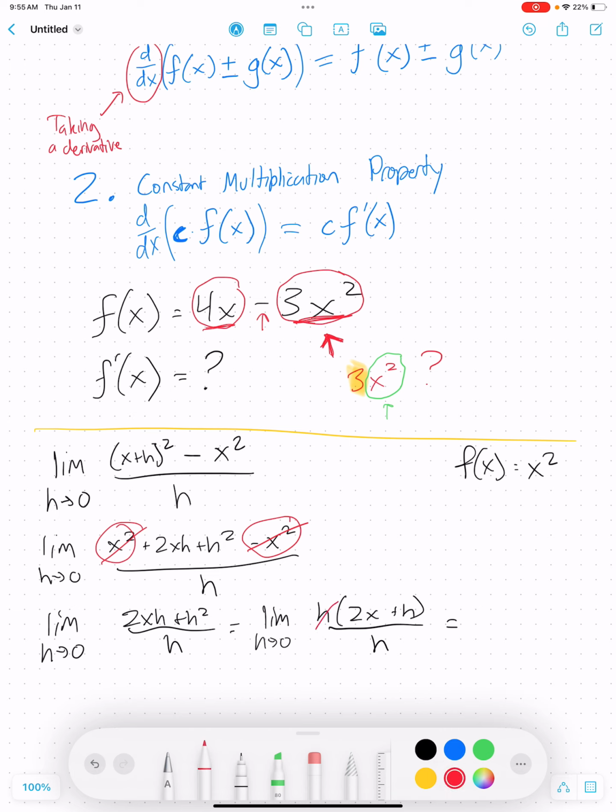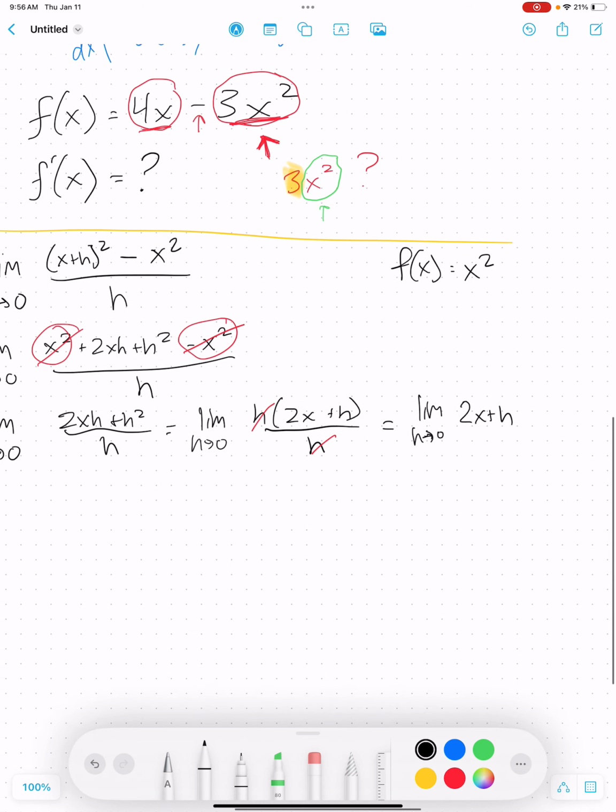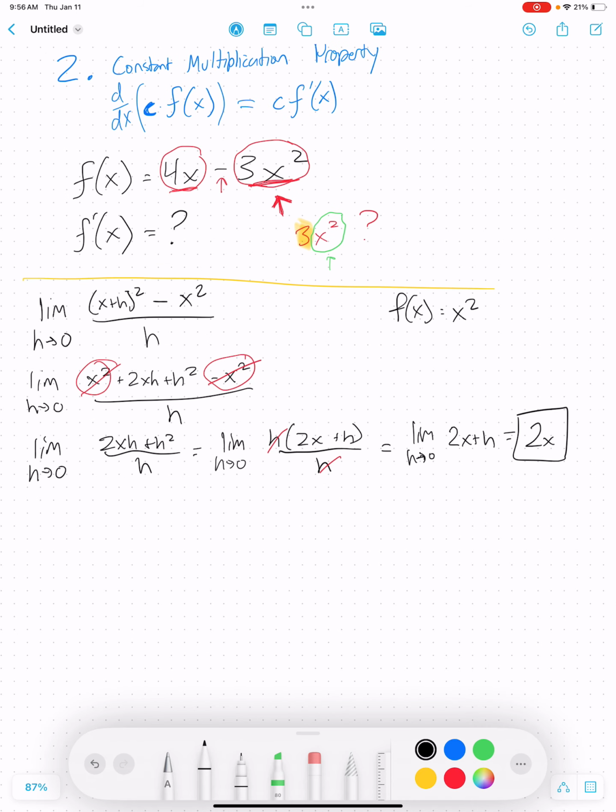And the h's cancel, and I'm left with the limit as h approaches 0 of 2x plus h. Since I've gotten rid of my discontinuity, I can go ahead and plug 0 in, right? I can go ahead and let h approach 0, and I'm left with 2x. Right? 2x plus 0 is just 2x. So there's my derivative. It turns out, if my function is x squared, then my derivative is 2x.